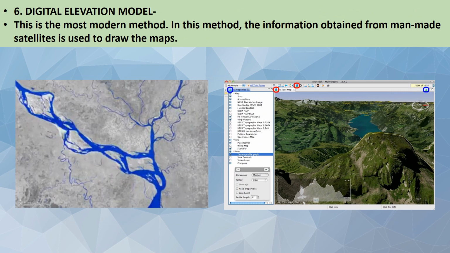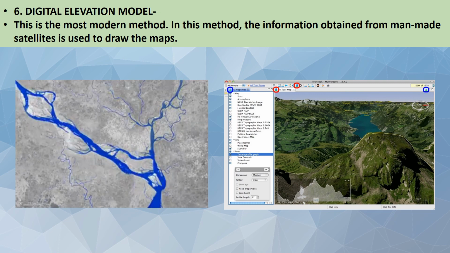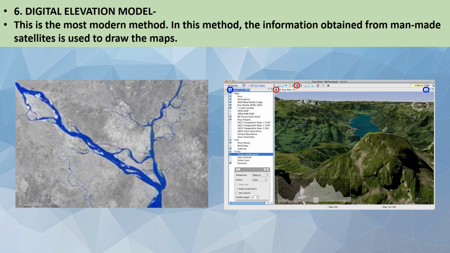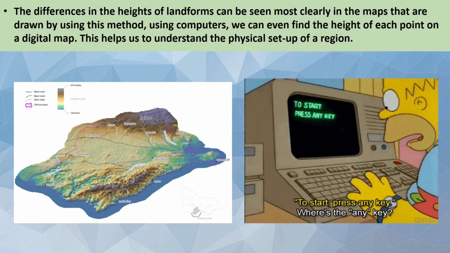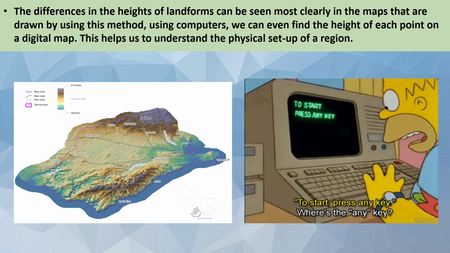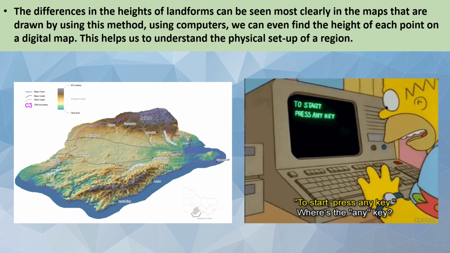The Digital Elevation Model (DEM) is the most modern method. It is also known as the Digital Terrain Model (DTM). In this method, the information is obtained through satellites, drones, and planes. This method helps us to understand the physical setup of a region, that is, its height, the difference between high point and low point, and slope of the land. Computers are also used to find the height of each point on a digital map.